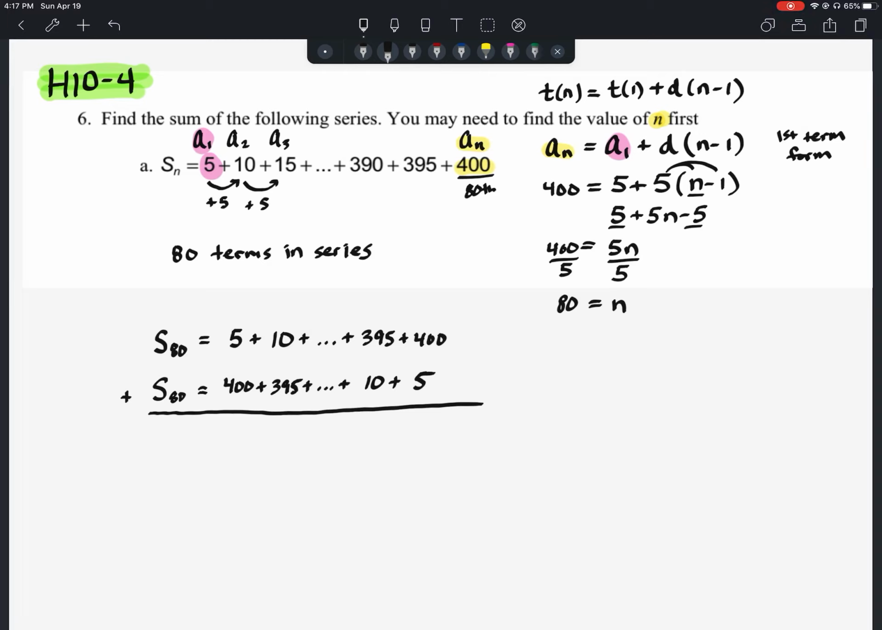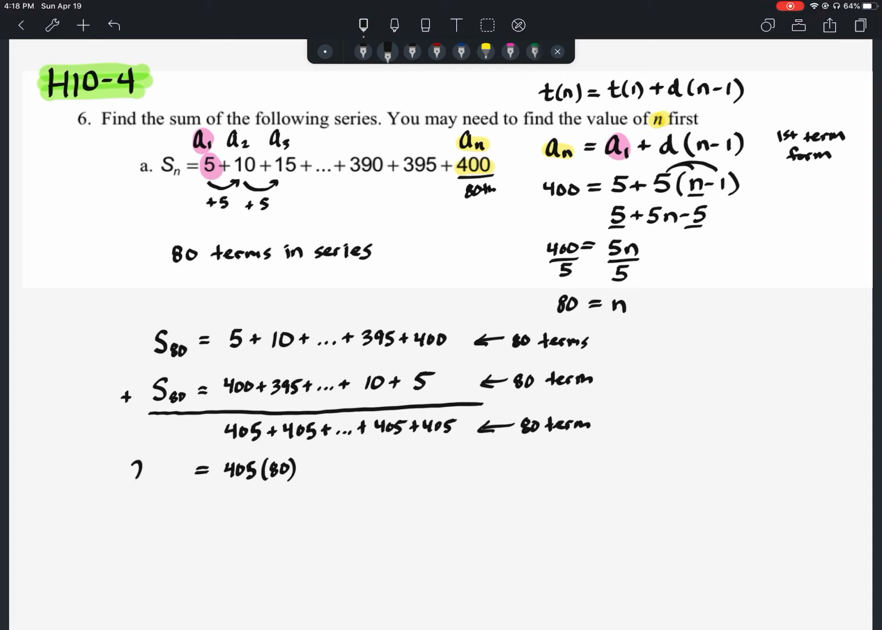So we had 80 terms here, and we have 80 terms here. That means in our answer, we're going to end up with 80 terms, and they're all going to end up being 405. If I add each pair together, I get 405. Now, you don't have to write them all out. I'm just doing it for the notes. Really, this value is the same thing as saying 405 times 80, because we have 80 of those 405s. So 405 times 80 should equal 2 times the sum of the first 80 terms.